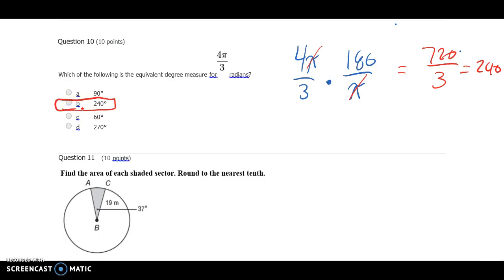Not a problem. If you're going the other way, from degrees back to radians, you multiply by pi over 180. Opposite of that guy.